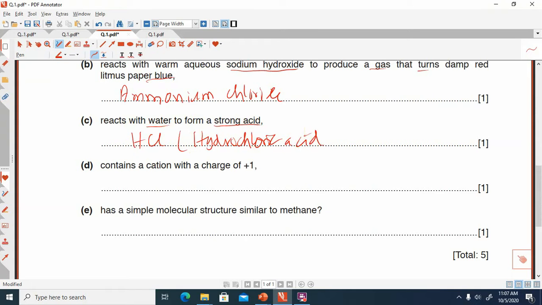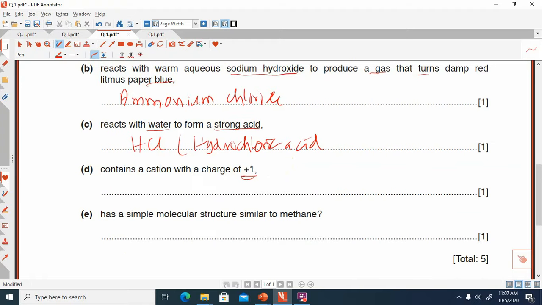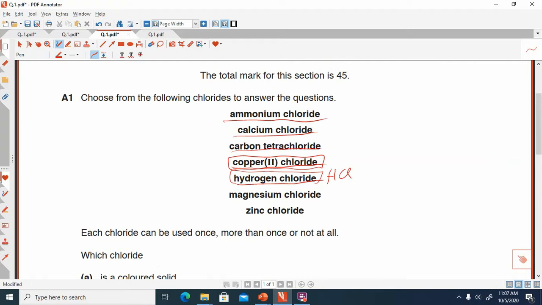hydrochloric acid, right? Now part D is: contains a cation with a charge of +1. There will be a cation which has the +1 charge. Now go to this one, ammonium chloride, NH4Cl. Ammonium has +1 and chlorine has -1, so this has the +1 cation. Calcium has +2, and carbon tetrachloride is a covalent compound. It will not have any charge. Copper 2 chloride, so copper 2 will have +2.